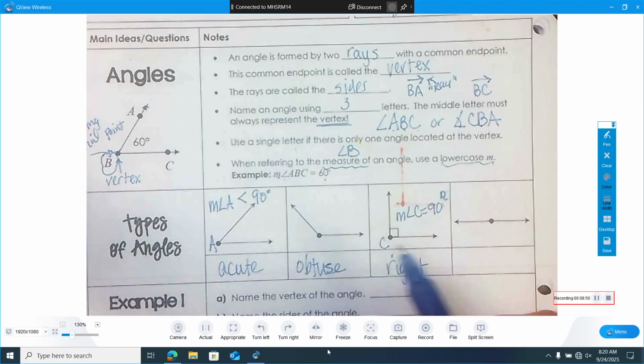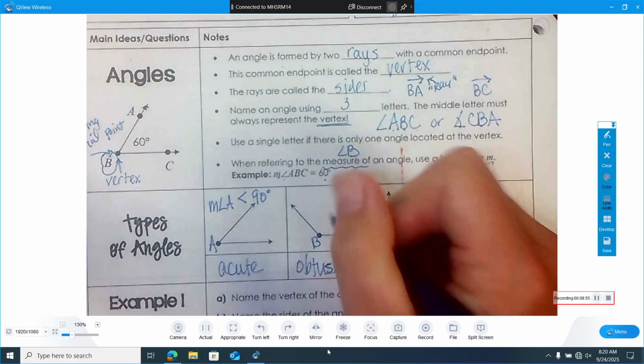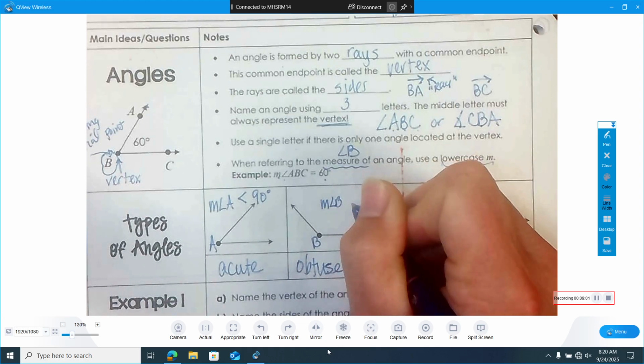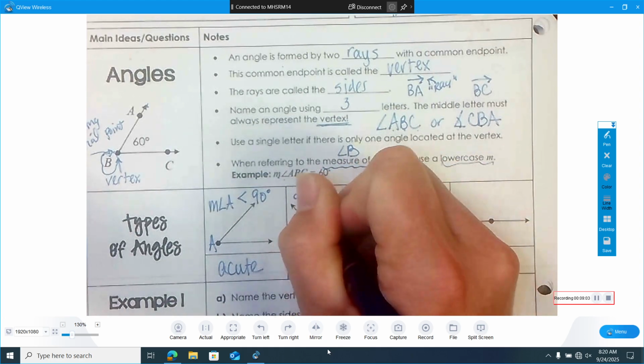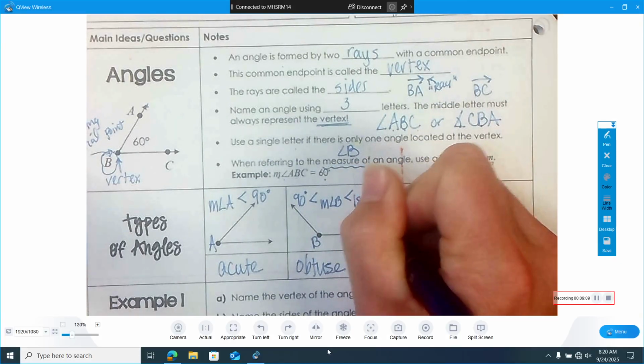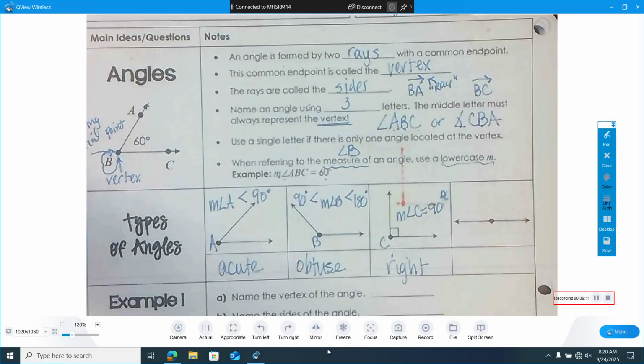And obtuse, I'm going to call this angle B. More than 90? Okay, I'm going to restrict that a little bit more. I'm going to say the measure of angle B has to be greater than 90 degrees and less than 180 degrees. So we have our right angle, and then anything beyond 90, but only to 180 is what we call obtuse, just like that. And also, acute is really from 0 to 90. Greater than 0 and less than 90 would be an acute angle.